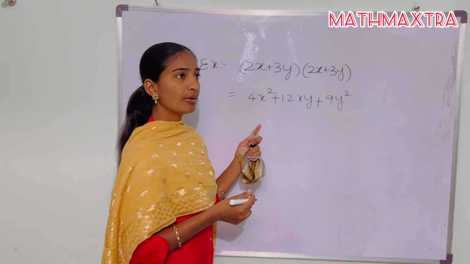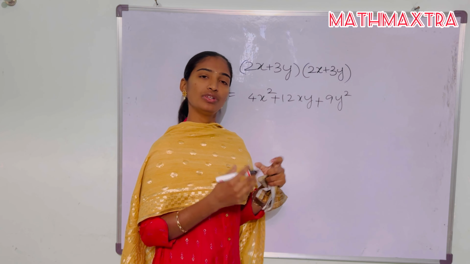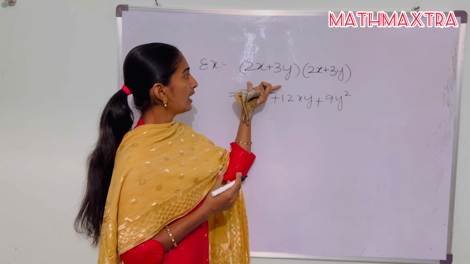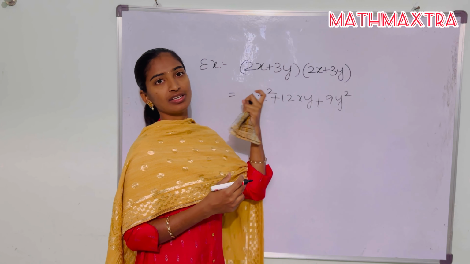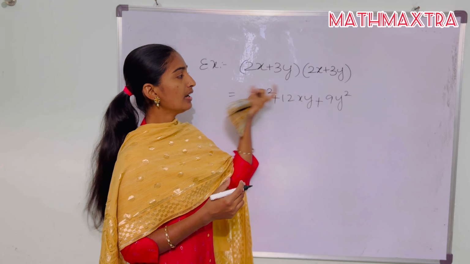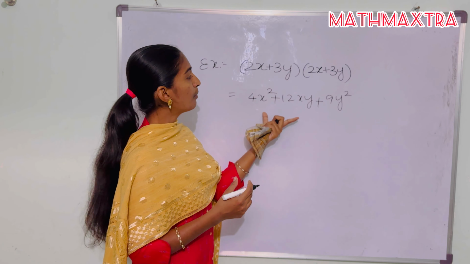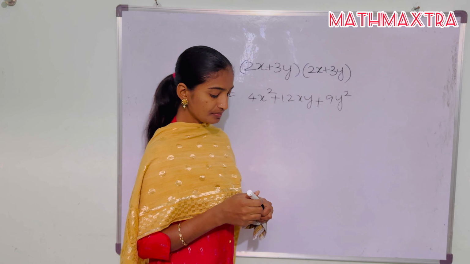But in the case of two different binomials, the product may or may not contain exactly 3 terms. We can't say the exact number of terms. But when the binomial is multiplied by the same binomial itself, then the product always contains exactly 3 terms. Okay.